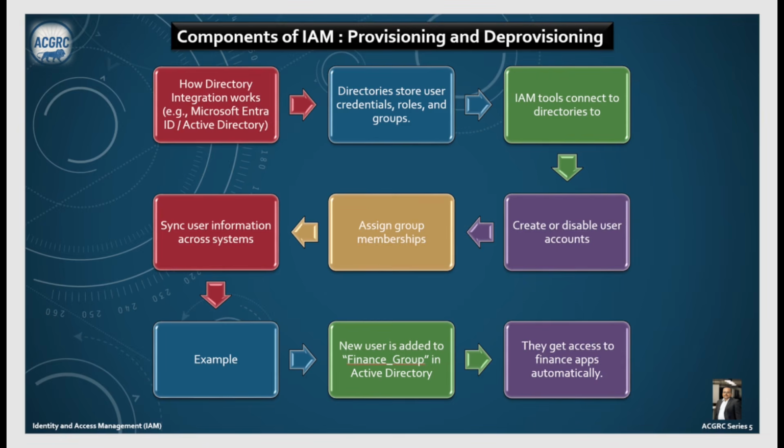So, how does directory integration work? The directory stores user credentials, roles, and groups. The IAM tool connects to directories to create or disable user accounts, assign group memberships, and sync user information across systems. Example, a new user is added to the finance group in Active Directory, and they get access to the finance app automatically.